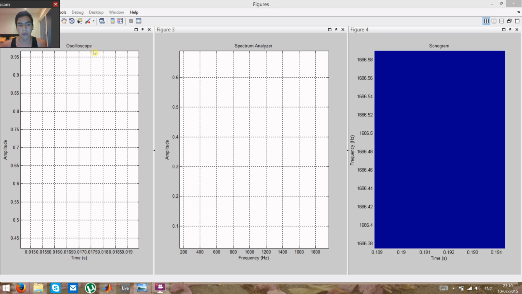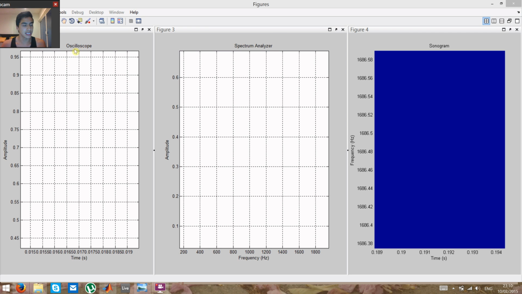With the oscilloscope, we will be able to see the signal, the waveform changing in time, its amplitude. In the spectrum analyzer, we will be able to see how the frequency is spread among the spectrum. And in the sonogram or spectrogram, we will see the spectrum analyzer repeated in time.